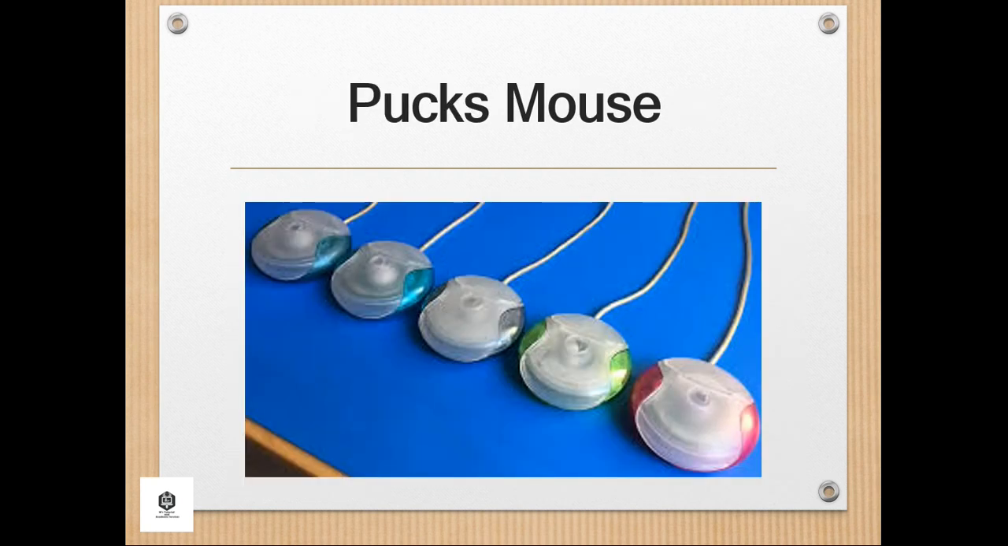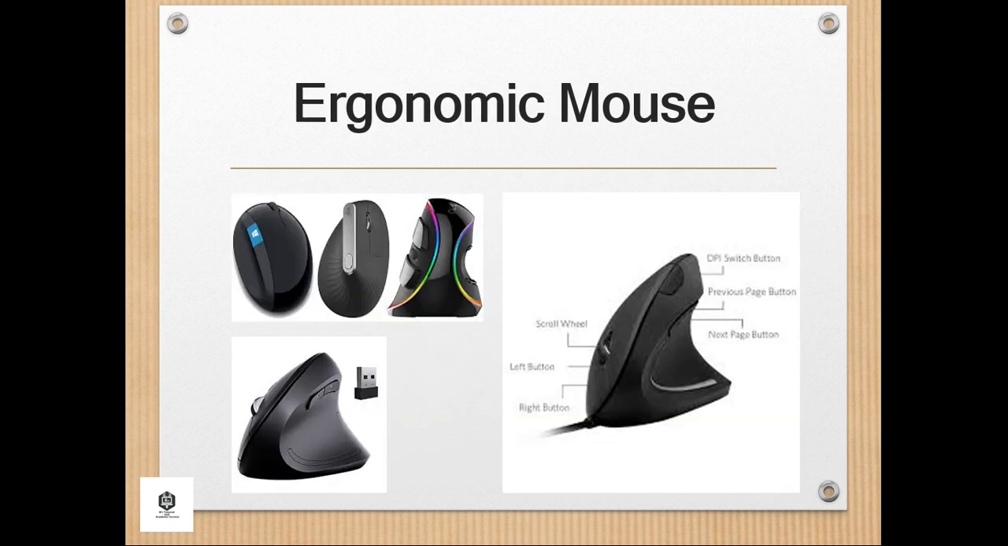Puck Mouse. Puck Mouse is also known as hockey puck, and it has a round shape as well as a USB connection format. The Puck Mouse was first introduced by Apple Incorporation with the Bondi Blue iMac G3 in 1998. Its main application areas are graphic designing and AutoCAD.